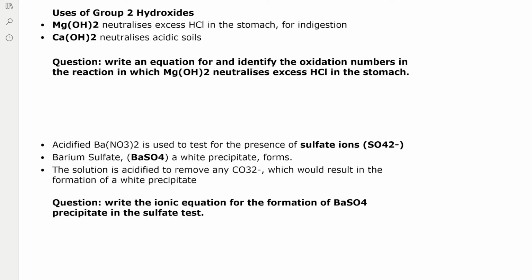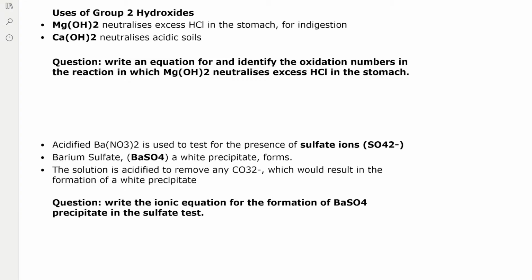And then the uses of group 2 hydroxides. So magnesium hydroxide, also known as milk of magnesia, is actually used to neutralize excess hydrochloric acid in the stomach, which helps to cure indigestion, and are also known as antacids. And then calcium hydroxide is used to neutralize acidic soils in agriculture.